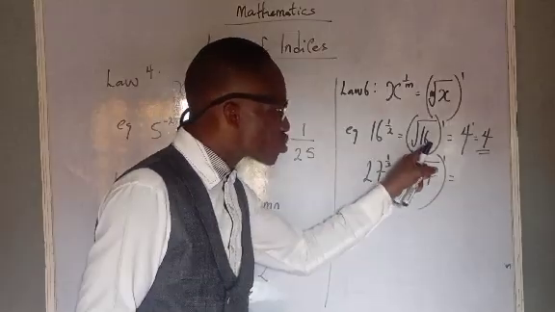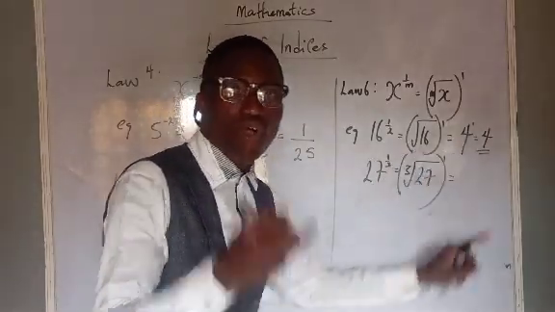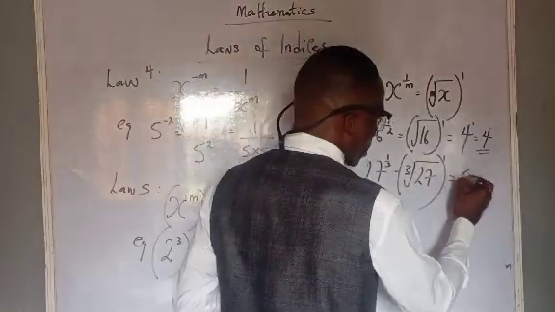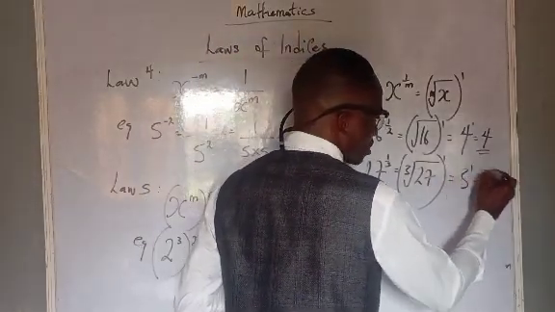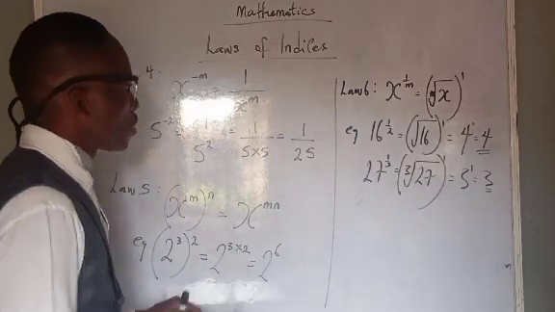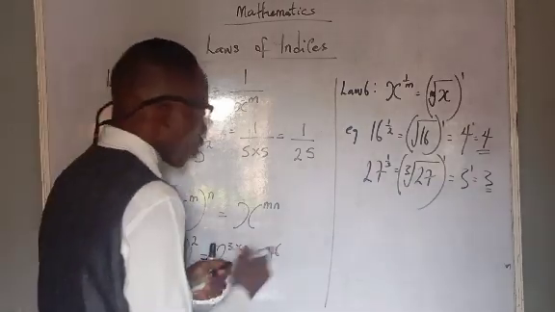Square root of 16 is what? 4. Why is it 4? 4 times 4 will give me 16. So therefore I'm having 3 raised to the power of 1, which is the same thing as 3. And the last law, which we are looking at, law 7.